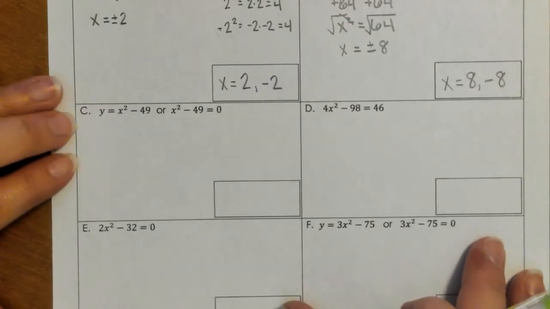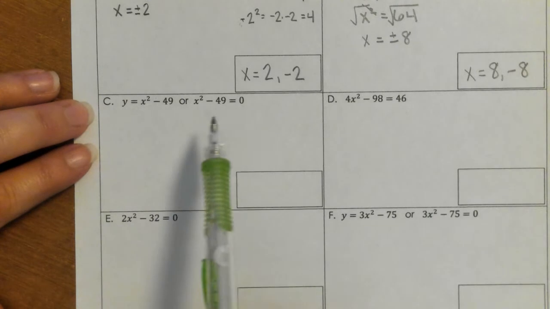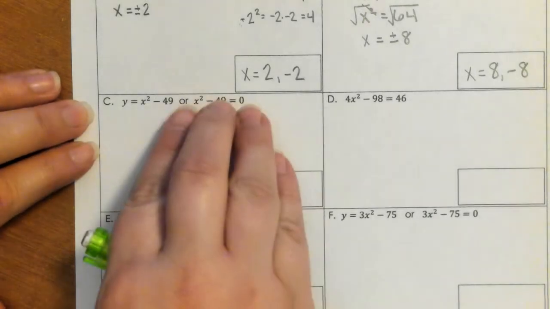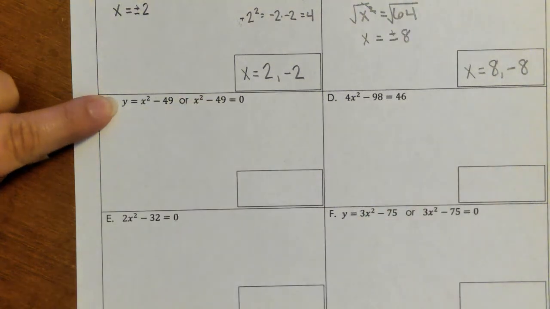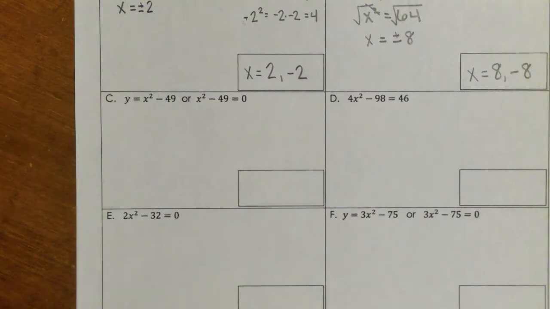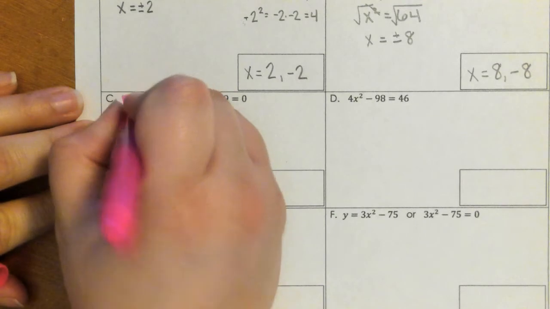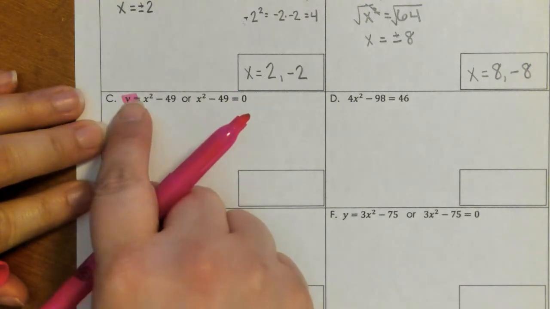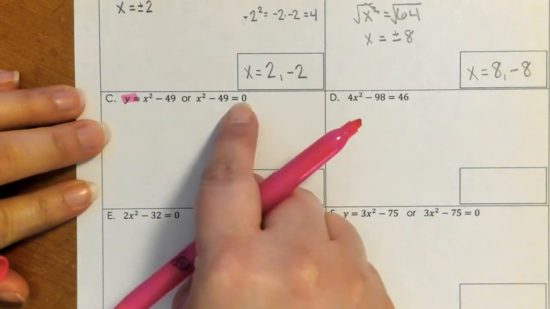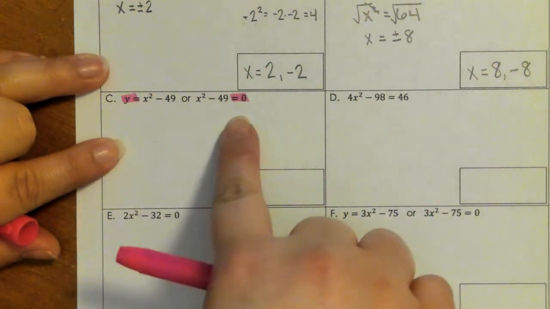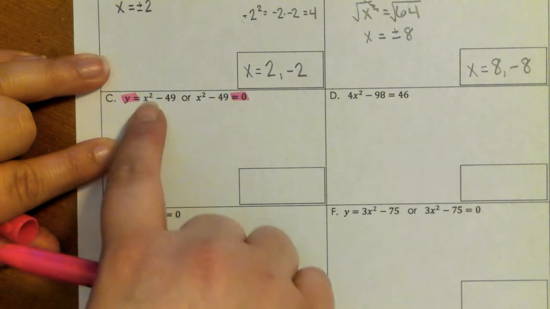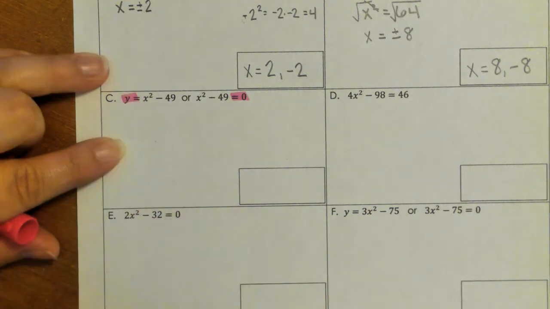Now for letter C, I gave you the same equation but written differently. So sometimes you're going to see the equation written like this. And if you see that, I want you to automatically understand that that y equals is the same thing as taking it off and making it equal 0 at the end here. Okay? So this y equals the same thing as equals 0. So if I said solve this, you would need to make that a 0.